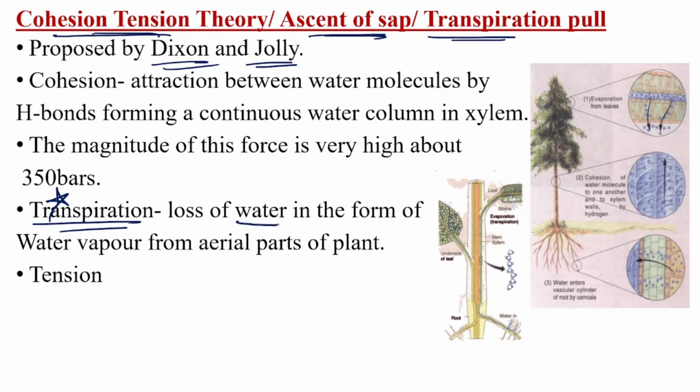It is loss of water in the form of water vapor from aerial parts of the plant, basically from the stomata of the leaves or the cuticles. So that is called transpiration. So what actually is happening? How is it helping in transport of water from the soil? It takes place in the leaves, right? How does that help in transport?